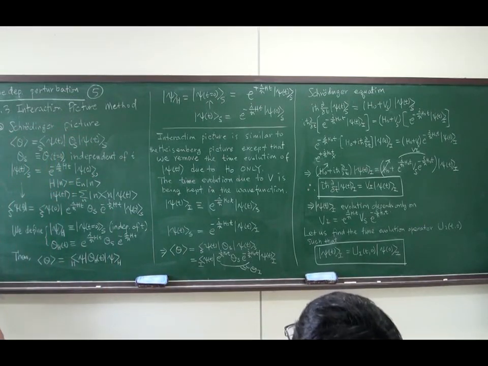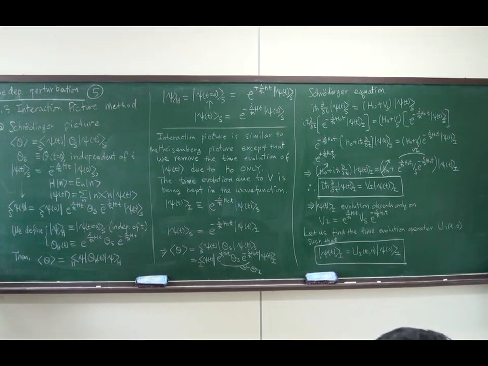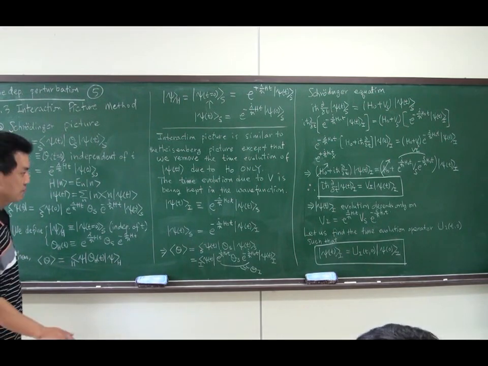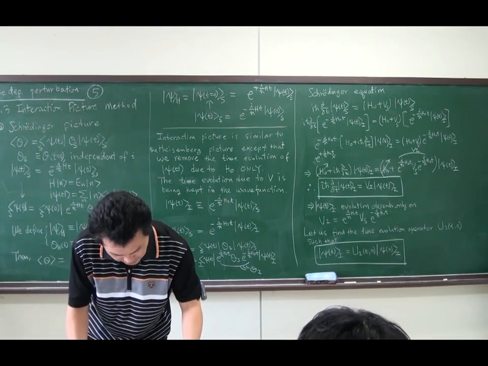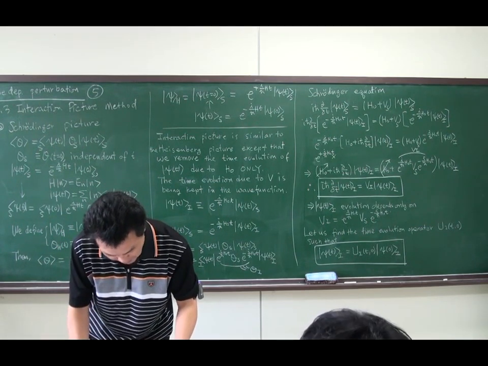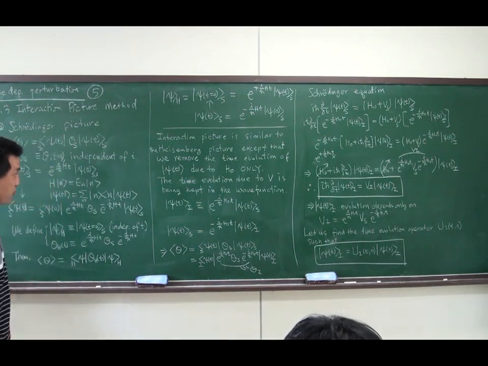Let us continue to study the interaction picture method. We will construct the interaction picture method and recompute, deriving Fermi's golden rule this way.